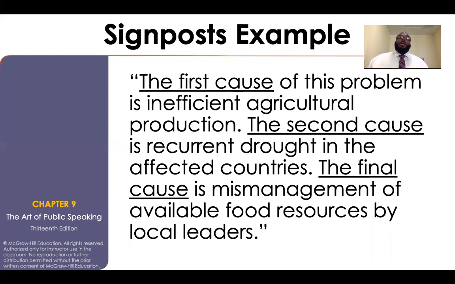This statement might be included in the very beginning of the presentation to note that we are going to talk about the problem. We're also going to talk about recurring drought. We're also going to talk about mismanagement.